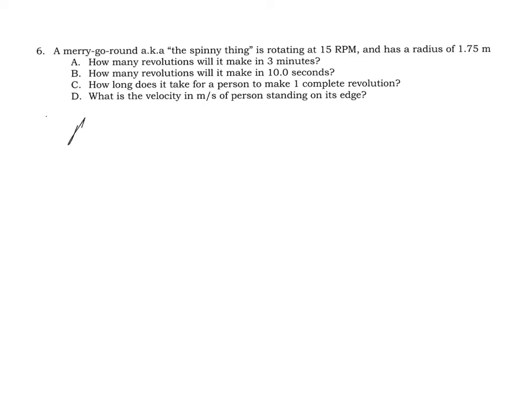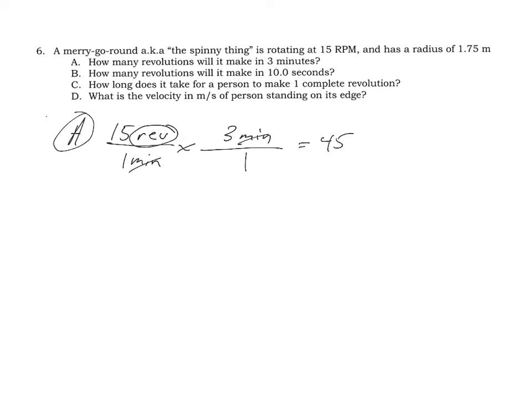Alright, A is a little different than what we've done. How many revolutions will it make in 3 minutes? Well, it's 15 revolutions or rotations, same thing, per 1 minute. So if we want to know how many in 3 minutes, again, I can just put that over 1. Minutes goes away and I'm left with revolutions. So wouldn't that be 45 revolutions? Kind of makes sense, right?